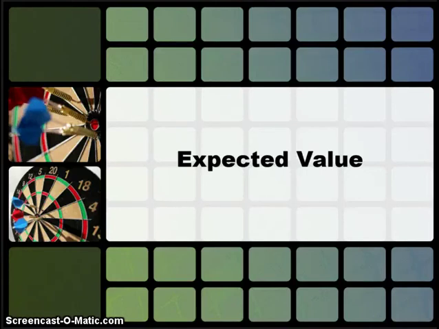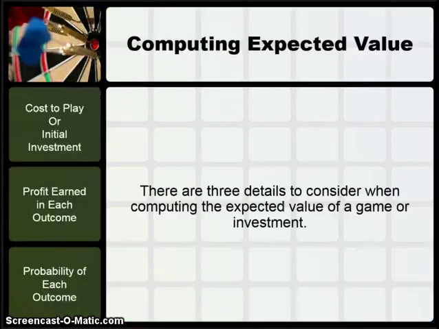Hi everyone, in this video we're going to talk about how to calculate expected value. In computing expected value, there are three details that we need to consider. The first is the cost to play or the initial investment that we need to make. The second is the profit earned in each outcome. And the third detail to consider is the probability of each outcome occurring.